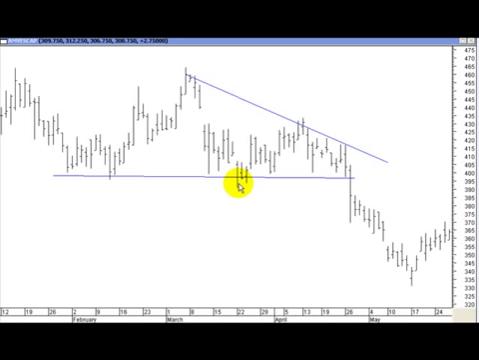Right, let's look at the descending triangle, another one of my favourite positions. And I've taken the stock of Invest over here, and this again was in 2004. And what are we looking at with this? And what are the reasons why I like it?